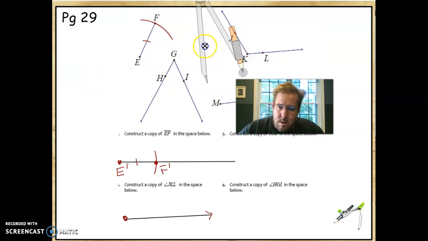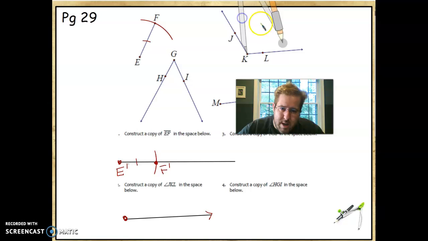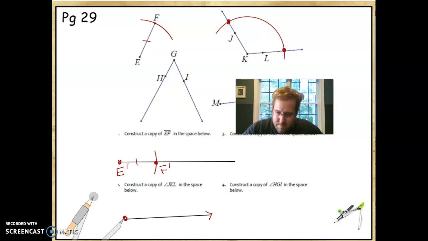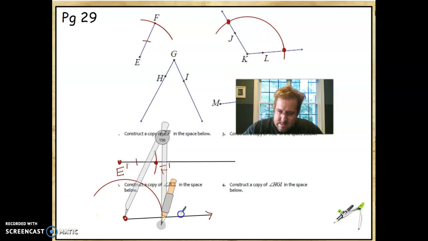That one's this one. So I'm going to put my fixed point on J. I'm going to make an arc. It really doesn't matter how big it is. I know a lot of you will probably think that you have to go through J and L. No, you don't. Those just happen to be there. You just make an arc so that it intersects that angle twice. And I come down here and I make the exact same size arc.